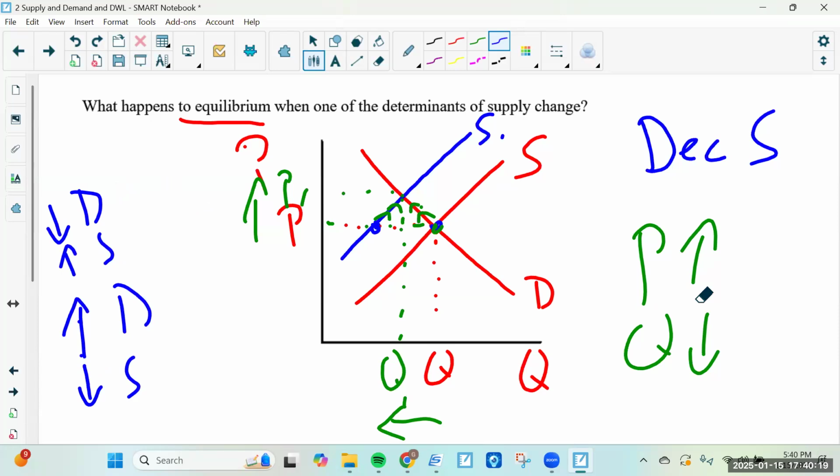You're going to have to be able to draw it. You have to be able to draw it in this course. That's what it's all about. These graphs are the key. Drawing graphs is the key to this course.